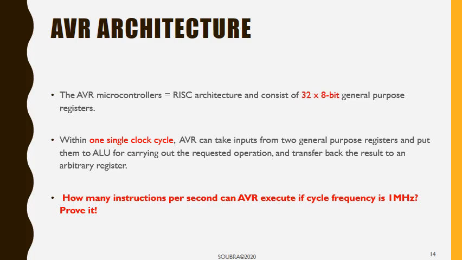So my clock is 1 megahertz, and I'm trying to find how many instructions I can execute per second. How many cycles per instruction? 1. And I have 1 megahertz, so that's 10 to the power of 6. So how many instructions can I execute in a second? 1 times 10 to the power of 6 instructions per second. That's relatively fast, no? 1 million.